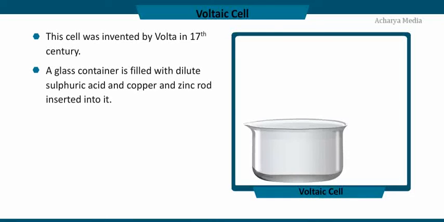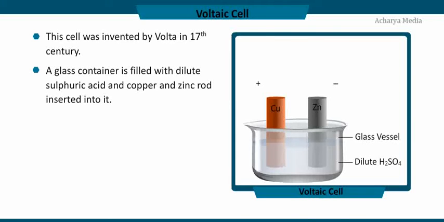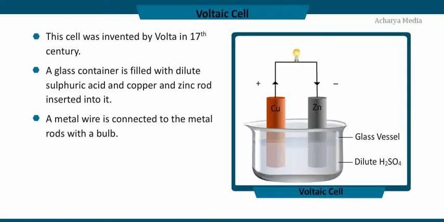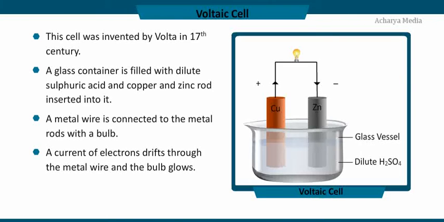A glass container is filled with dilute sulfuric acid and two metal rods such as copper and zinc rods are inserted into the container. A metal wire is connected to the metal rods with a bulb. Zinc slowly begins to dissolve in the sulfuric acid and bubbles of hydrogen are formed on the copper rod. At the same time, a current of electrons drifts through the wire from zinc to copper and the bulb glows.